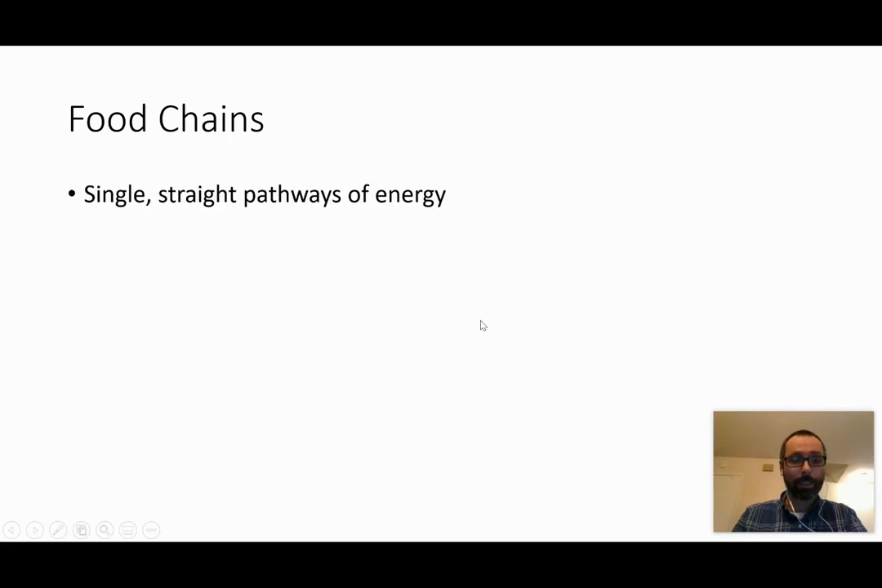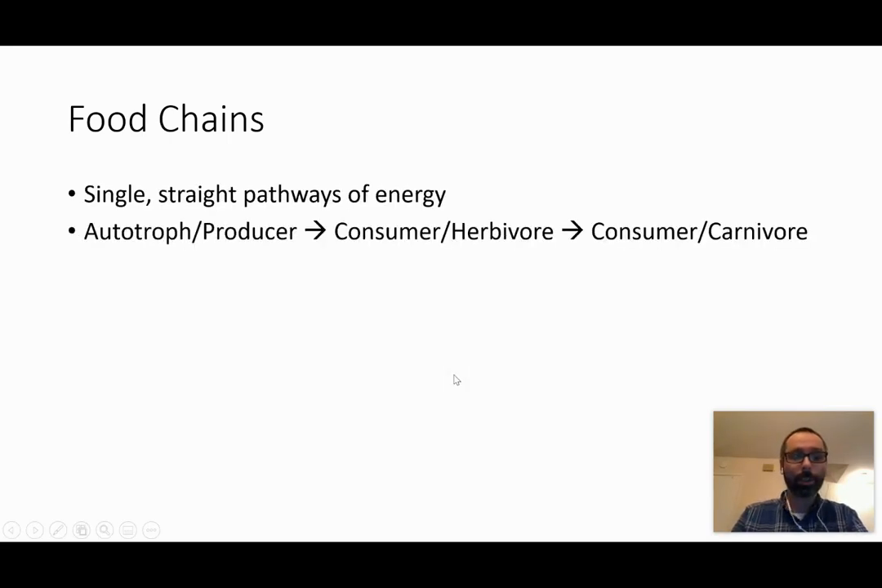A food chain is a single straight pathway of energy. Usually they go with the following pattern, but it can be various versions of this. Autotroph producer has got to be at the beginning. That part is non-various. Then some sort of consumer is going to be there, which is usually an herbivore, could be an omnivore. Then you get consumer, carnivores, omnivores could be eating carnivores, carnivores could be eating omnivores. There's all kinds of different combinations. The producer part, though, is super important, has to be at the beginning.